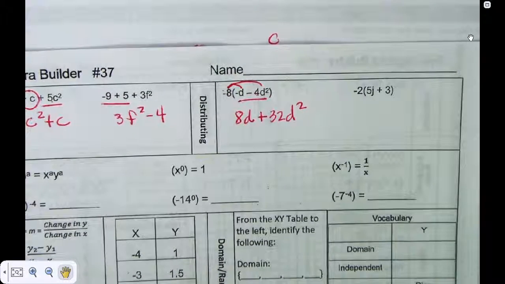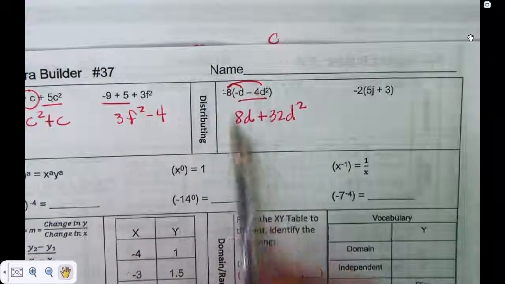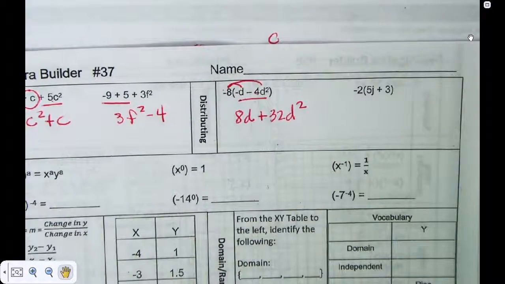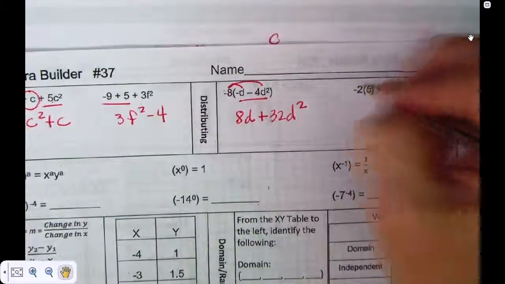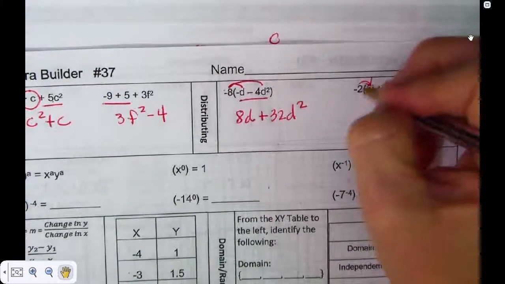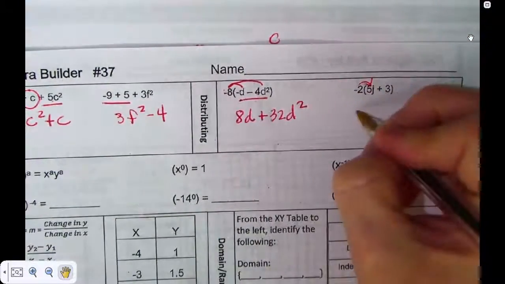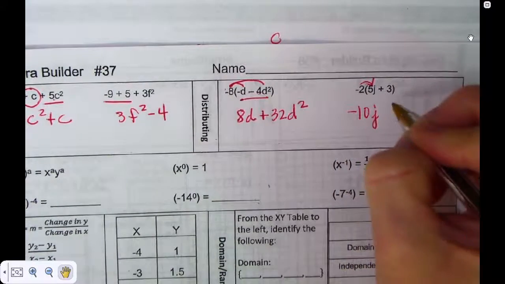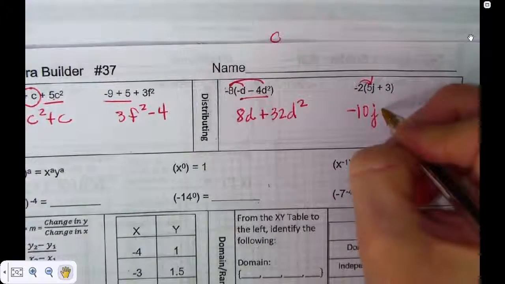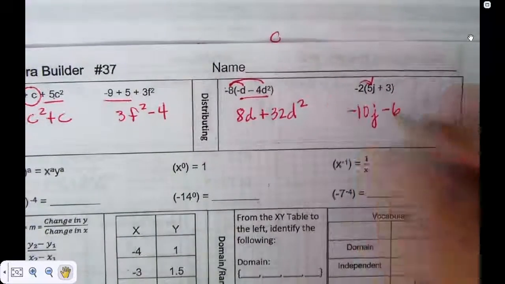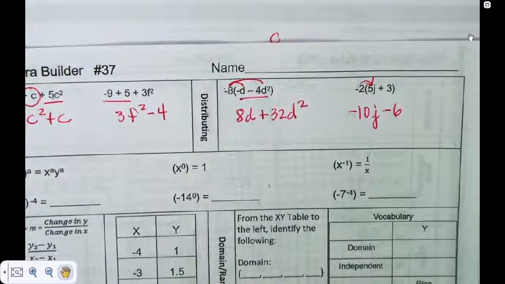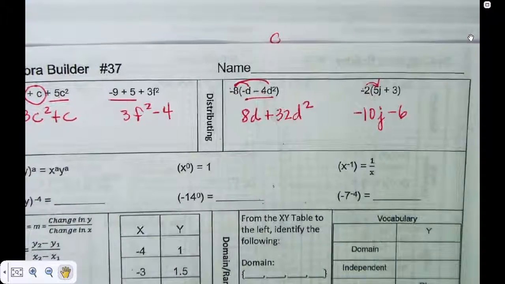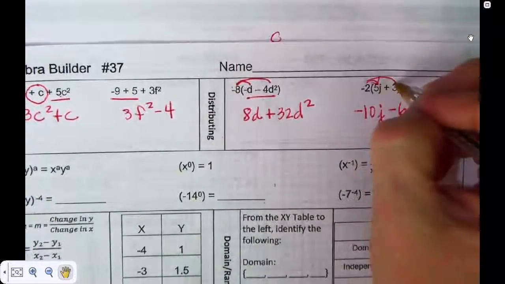We ought to get the, yes, positive. Negative times negative is positive, yeah. Okay, now we're going to multiply 2 times, negative times positive, negative 2 times 5, 10, and then J. Negative times positive, 2 times 3, 6. We ought to be getting good at that. I hope.